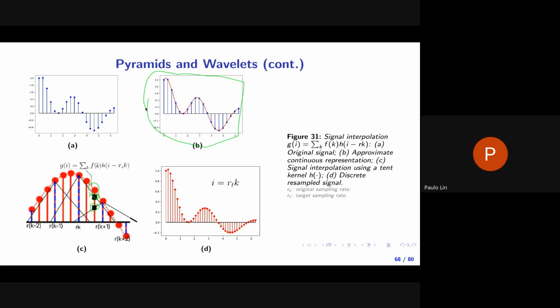And after we have this continuous signal, we can resample the signal to increase the number of samples. In this case, the original discrete signal has a sampling rate of R sub S, and we have a target sampling rate, which is R sub T. And for this specific application, the sampling rate of the source signal is lower than the sampling rate of the target signal.